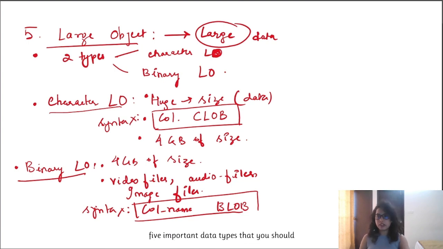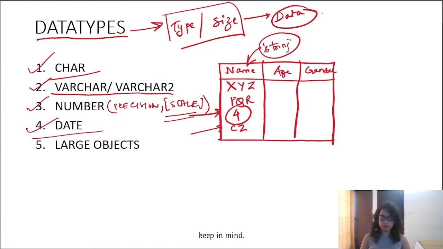So these are the 5 important data types that you should keep in mind: char, varchar, number, date, and large objects. Thank you.